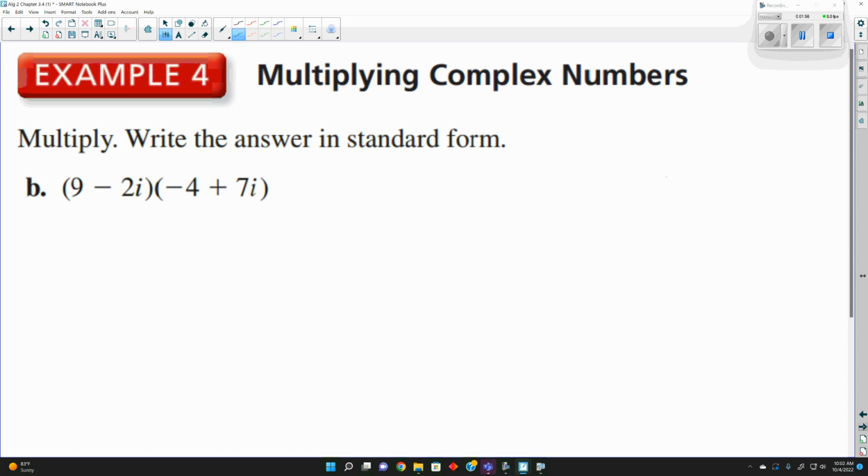Now, when we do this here, it's going to be the same as when we multiply two binomials, like when we did something like x plus 2 times x minus 4. A problem like this where we use the distributive property to multiply out. So what we can do first is distribute our 9. So we do 9 times negative 4, which is negative 36. Then we do 9 times 7i, which is going to be plus 63i.